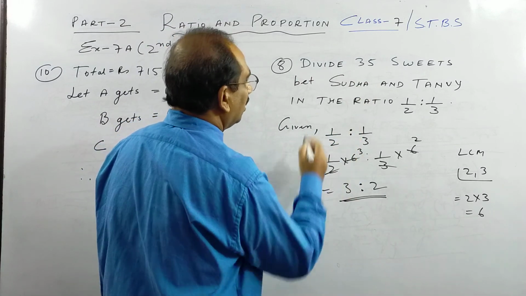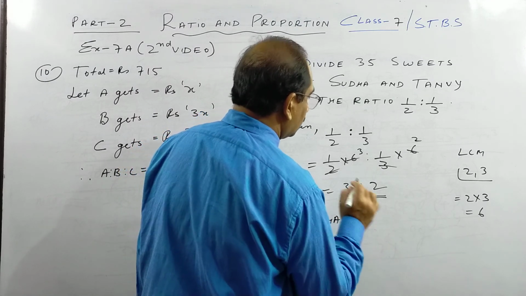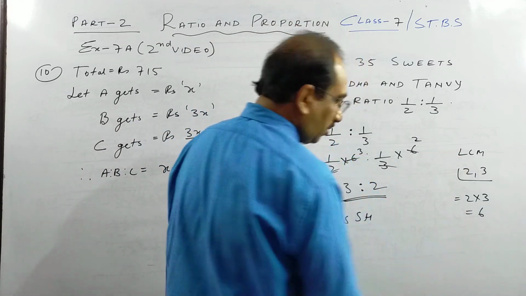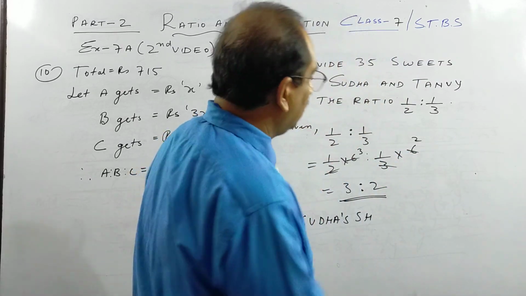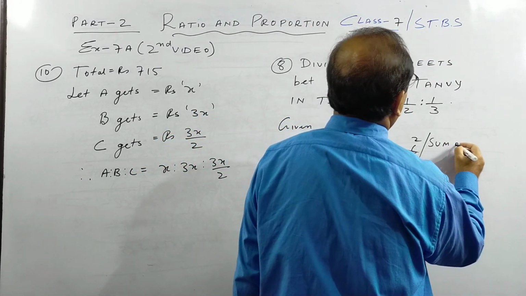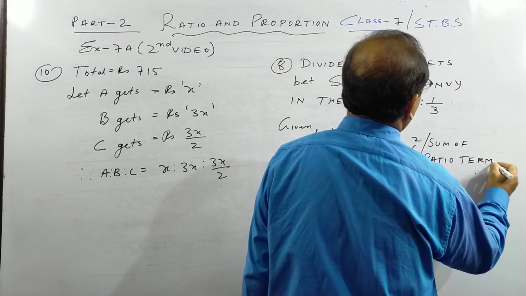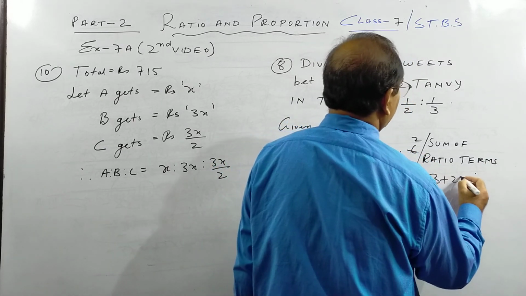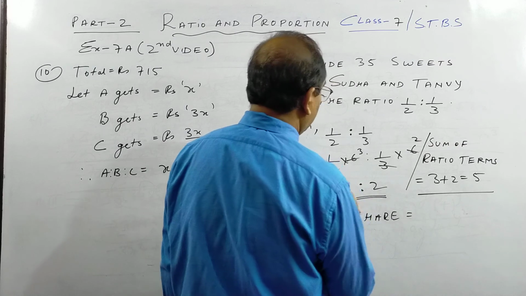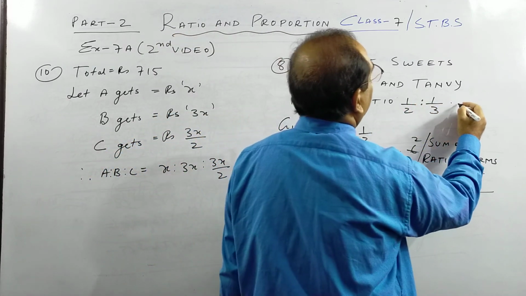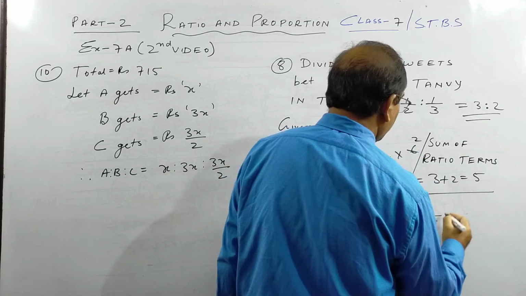Divide 35. So first, Sudha's share. Before that I have to do one thing, children. Please copy the LCM. I have to write the sum of the ratio terms, which is 3 + 2 = 5. Very important thing before I come to Sudha's share. Sudha will get 3, because the ratio has become 3:2. So 3 out of 5 Sudha will get.